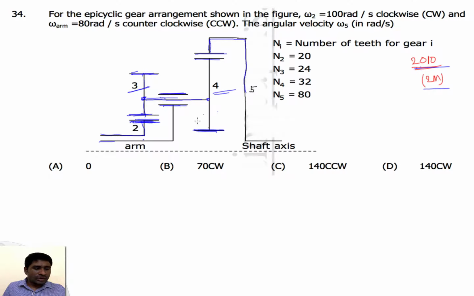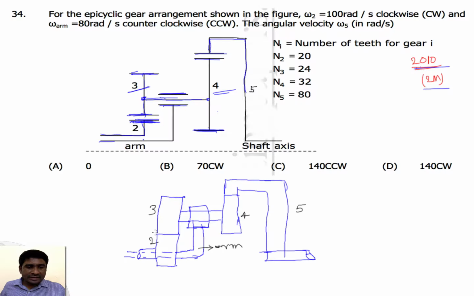First of all, I would like to draw the equivalent diagram here. So this is the equivalent diagram. This gear 2 is this one, and 3 and 4 are compound gears attached to the shaft. And this arm is going like this, mounted on the shaft joining gears 3 and 4. And 5 is the internal gear, like this here.